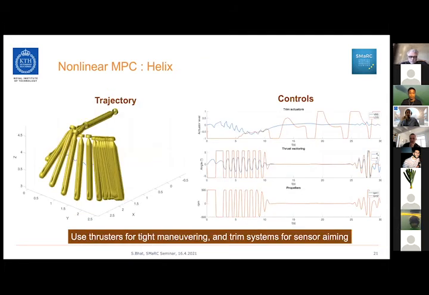And finally, if we want to really push the limits to do this kind of helix maneuver, when we want to turn in a very tight space and also point the AUV in a specific way to take a look at a certain object, for example, then here you can see that we could use the propellers and the thrust vectoring to maneuver the vehicle in a certain way. And we use the trim actuators, which are also going between max and minimum values, to position the sensor suite, for example, to a certain angle.